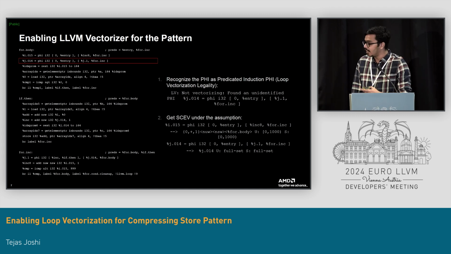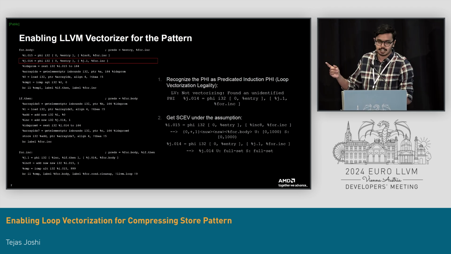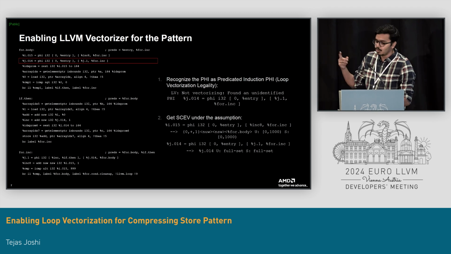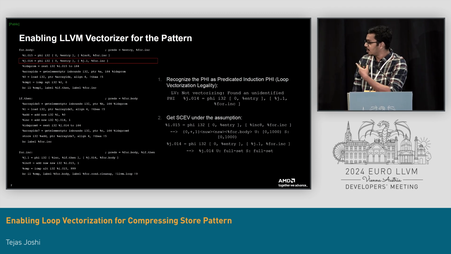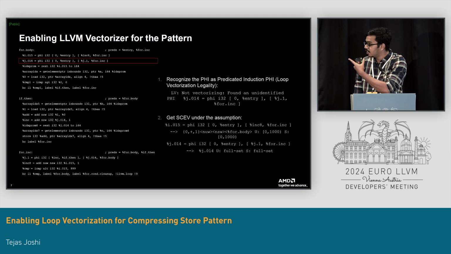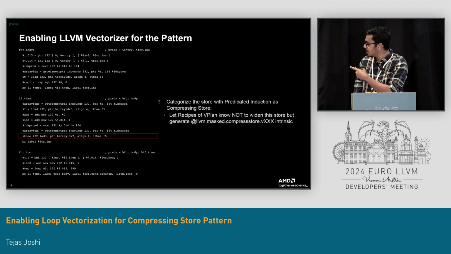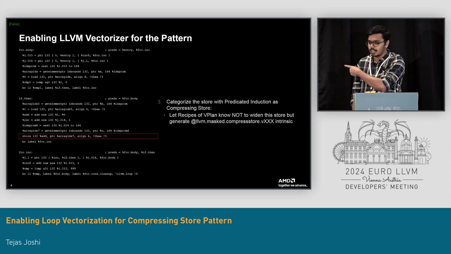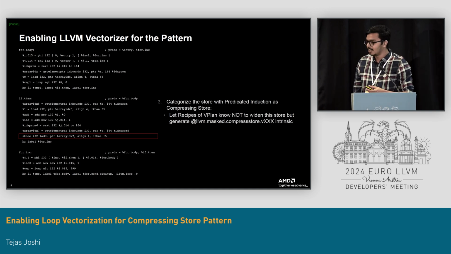But that is not the same case for the predicated induction. The increment for the predicated induction variable happens inside the predicated basic block, and since we do not know if it is incremented in each iteration, the SCEV is not computable. So what we do is compute it based on the assumption that the predicated basic block can be executed at each iteration, so it's basically similar to the induction variable. Then the compressing store, which is using the predicated induction variable, is marked as a compressing store so that we do not widen it.